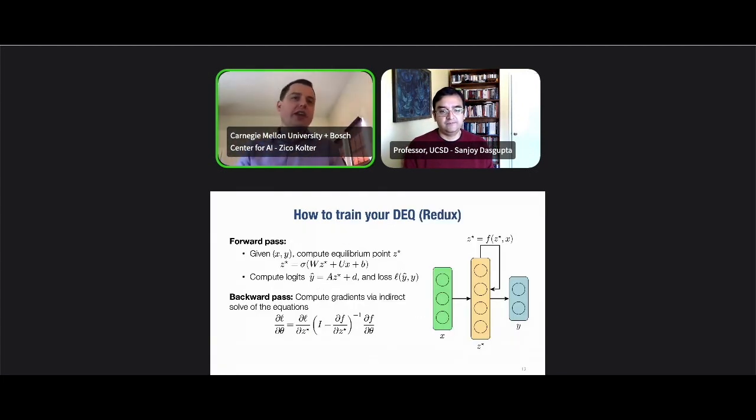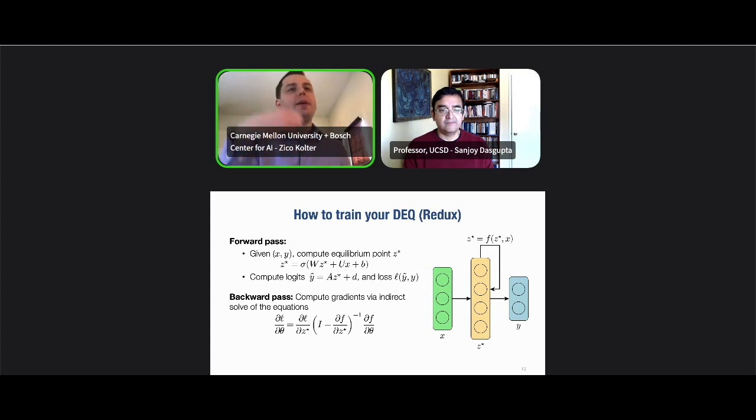So the process of training is: in the forward pass, you compute the fixed point and compute the loss. In the backward pass, I compute the gradients with respect to all my parameters. So for example, dl/dw would have this form here. And then I just do normal stochastic gradient descent.